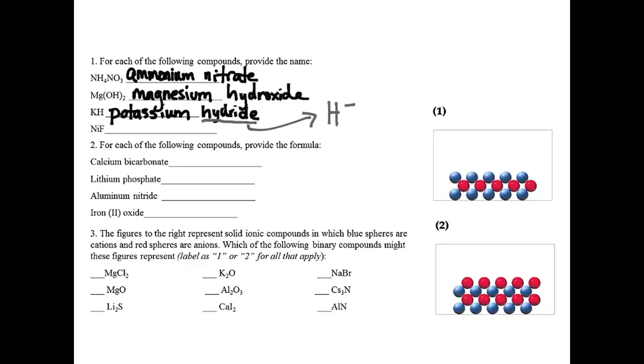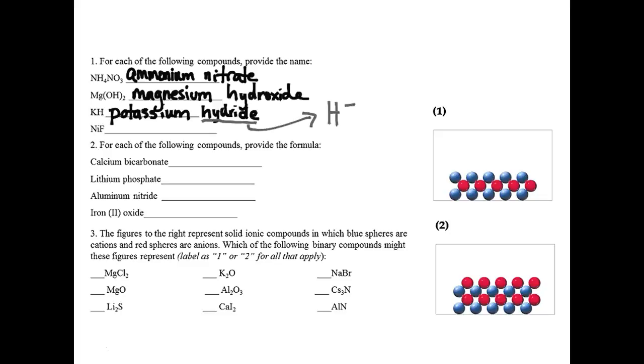Because it's combined here with an alkali metal, you know that potassium is definitely a cation, so you know hydrogen is present as hydride, H-. Another reason you know that hydrogen is present as the hydride anion is because it's listed second in the formula.